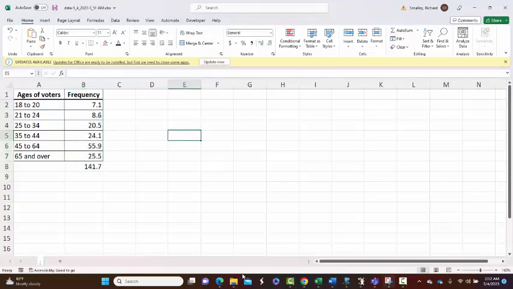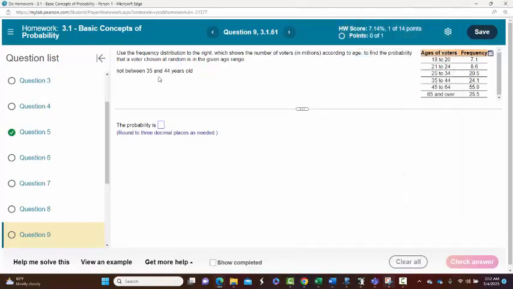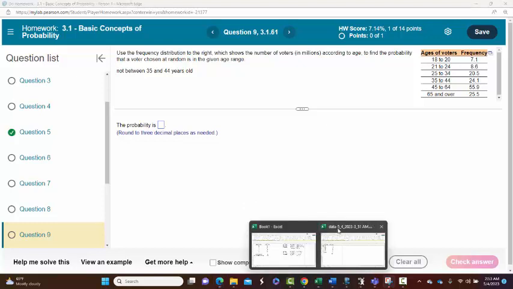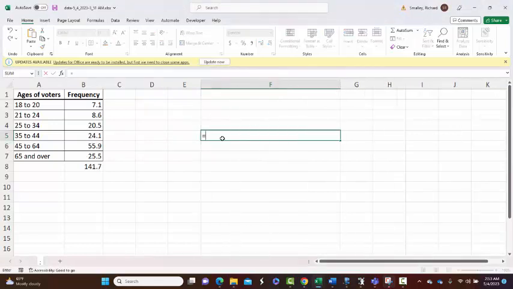Now, there's a couple ways you can go about this. Notice the question says probability not between 35 and 44. That means you can take everything that's not in 35 to 44 and add it up. Or you can use the complement and say 1 minus what is in 35 to 44. That's the way I'm going to do it. So I'll just pick a cell over here and I'll do the formula text so you can see what I entered for sure.